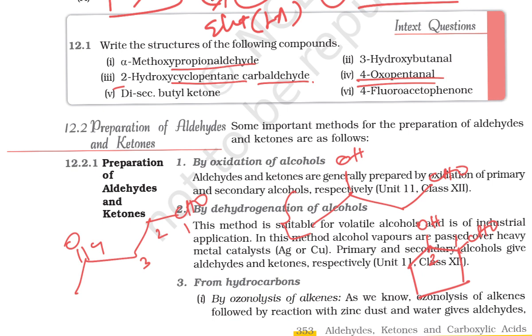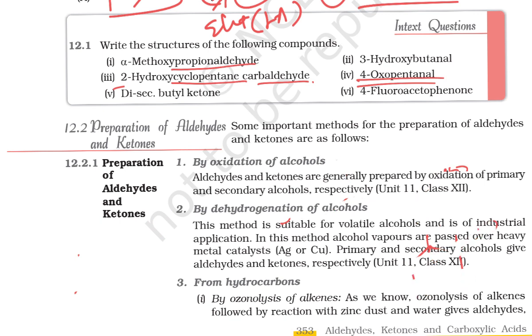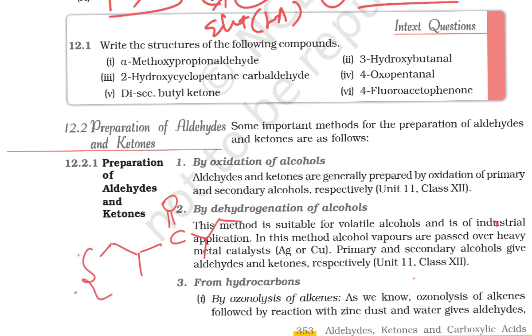Then for the fifth and sixth compounds, I will explain what they are asking. Di-secondary butyl ketone. First we should write the ketone. Secondary butyl we know, this is your secondary butyl. If you are not able to write your bond line formula, go and watch the 11th standard video.